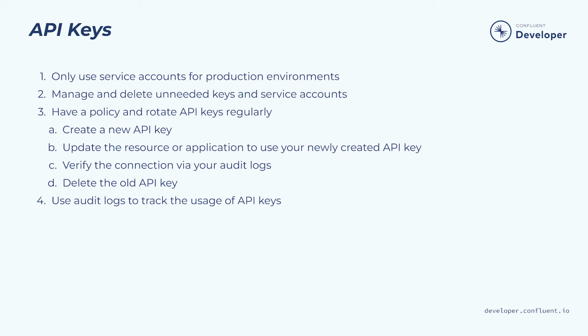Number 4, last but not least, make sure you are using audit logs to track the usage of API keys. As was mentioned earlier, OAuth is the other way to provide access to your application and services. OAuth allows you to access your resources and data without having to share or store user credentials. It's built off cryptographically signed access tokens that allow your applications or services to authenticate.